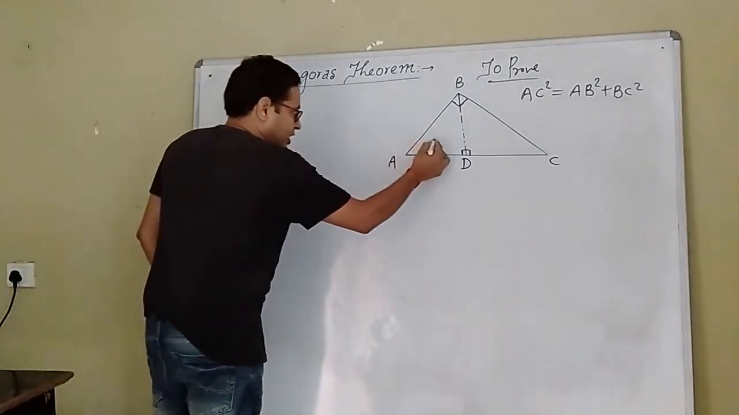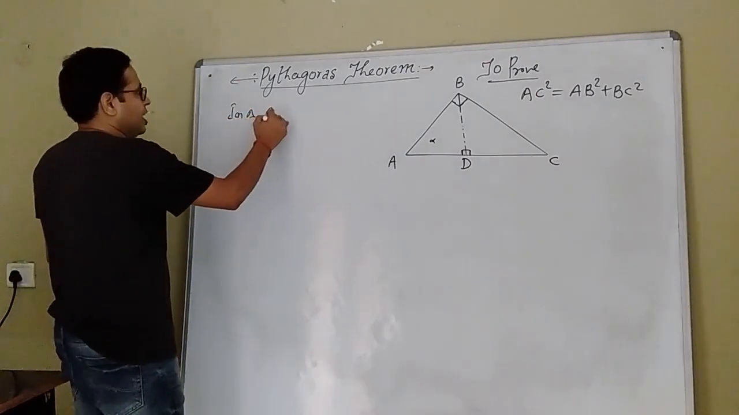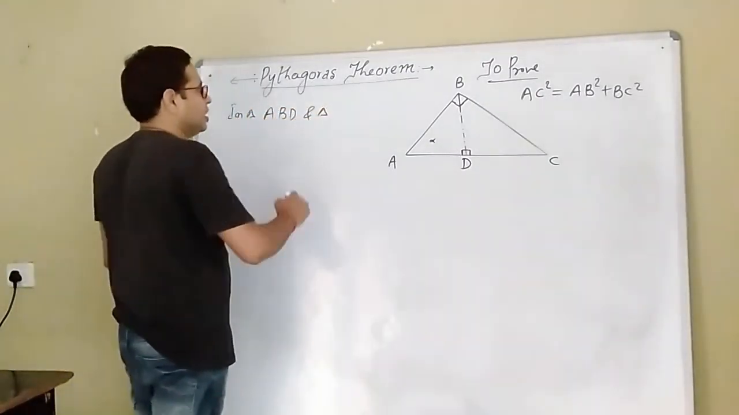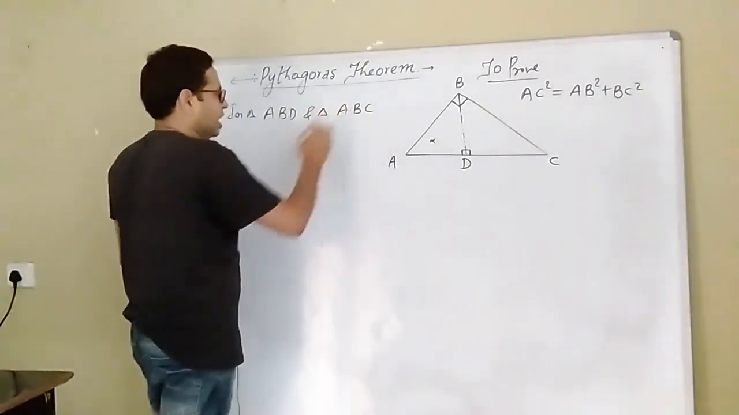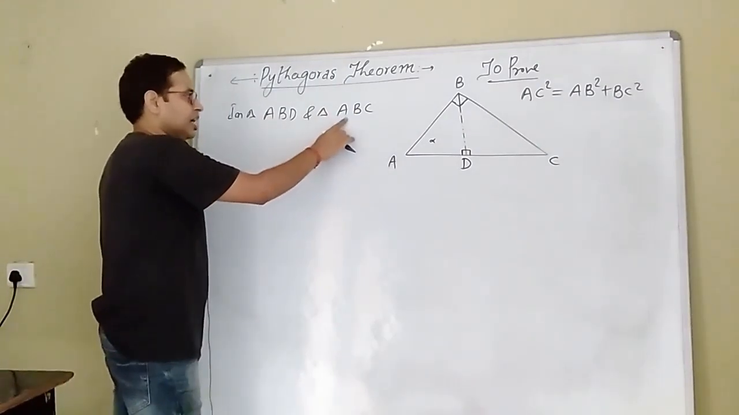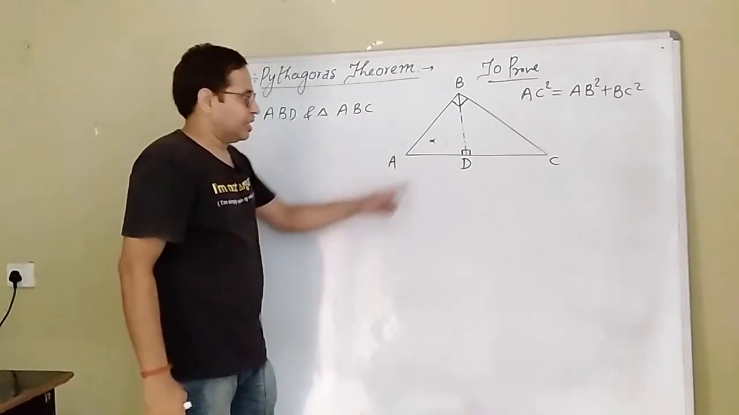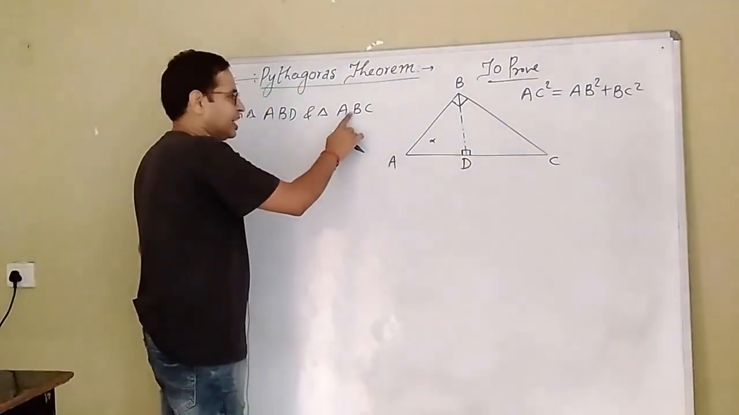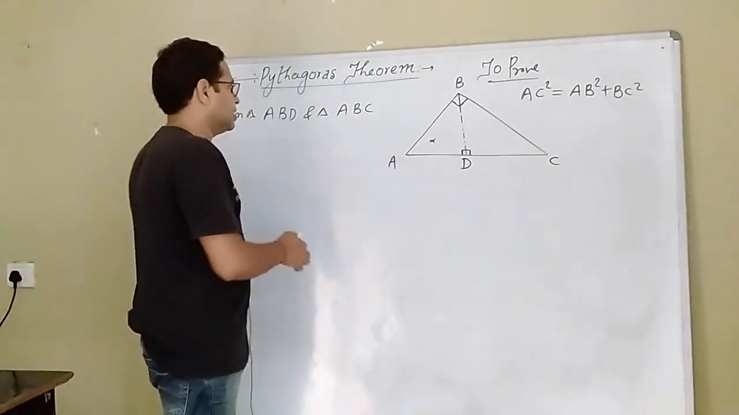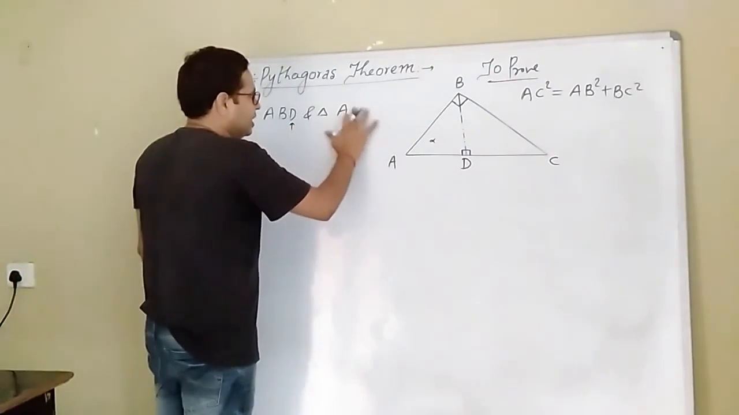If we consider this triangle, so we write in triangle ABD and triangle ABC. Can you write this? Can we take ABD and triangle ABC? No. Where is the right angle in ABD? It is at D. And where is the right angle in ABC? At B. Therefore, if here D is last, so we'll take B at the end.